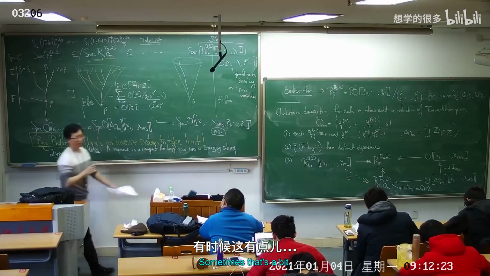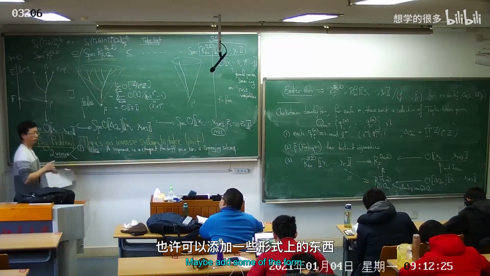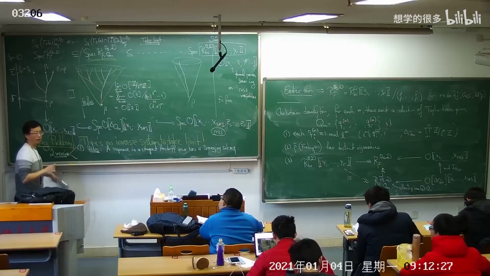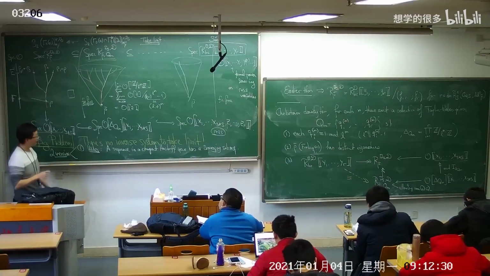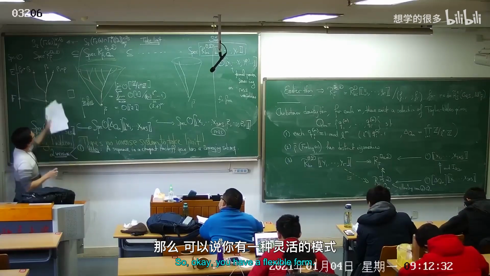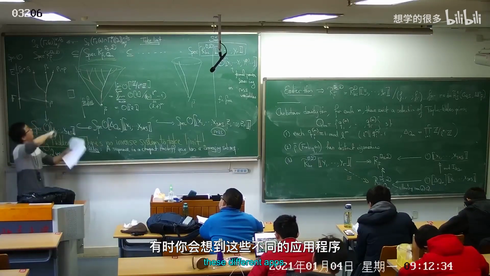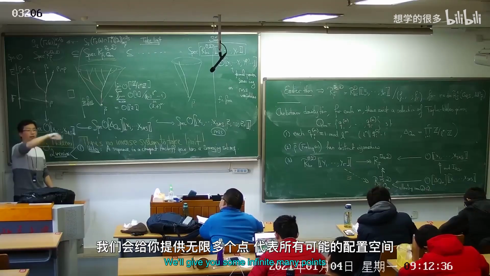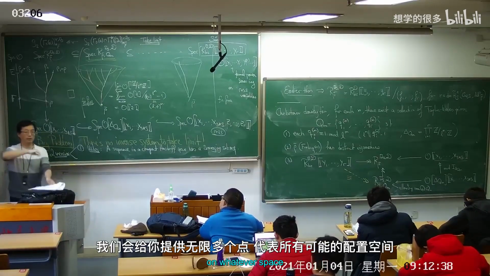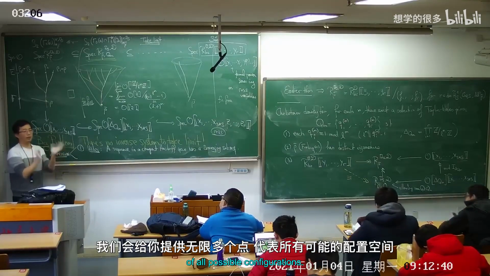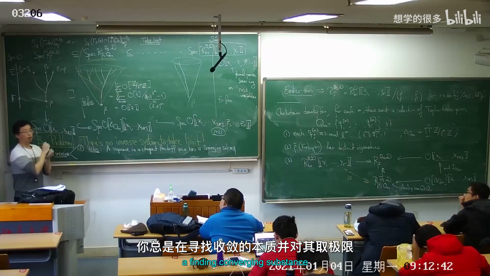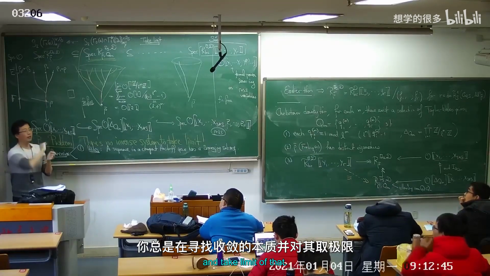Compact subsequence. Maybe add some of the more conditions. So, okay, you have a bunch of points. Sometimes you think of these different apps will give you infinitely many points on whatever space of all possible configurations. You can always find a converging subsequence and take the limit of that. Okay.